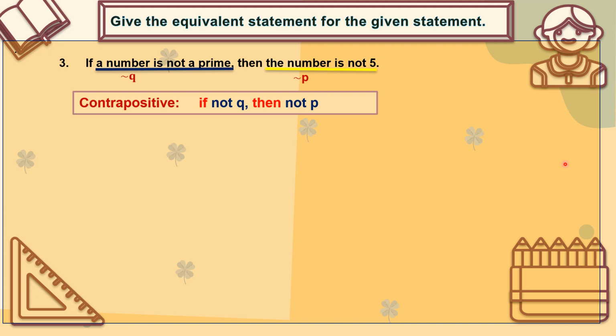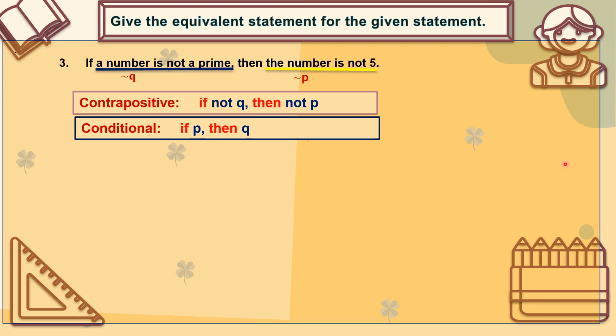Next, what is the equivalent statement of contrapositive? So, conditional. Pag conditional, if P, then Q. Okay, magiging statement natin, if a number is 5, then it is a prime number. So, ang ating hypothesis dyan, a number is 5. Ano naman ang conclusion? So, ito po. Ang conclusion ay, it is a prime number or ito po yung ating Q.